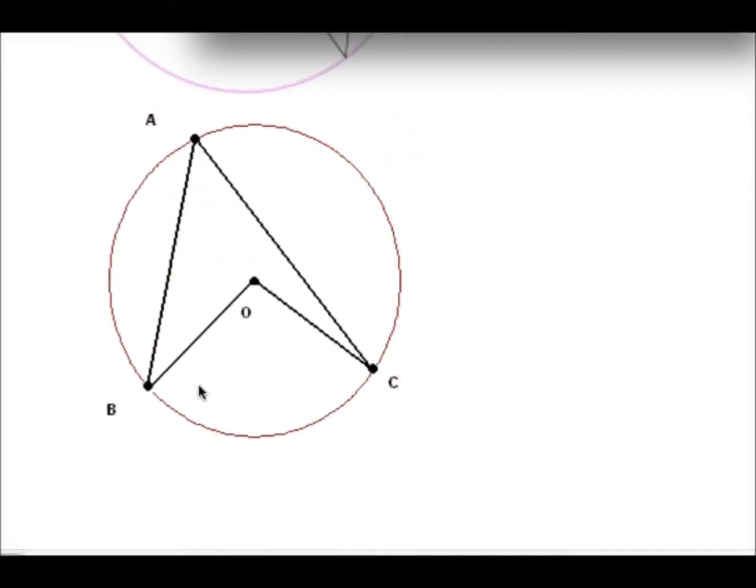And this one, the inscribed angle has two chords and also the central angle that is 0. So this is the relationship between inscribed angle with chords.